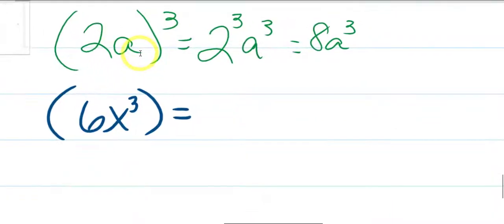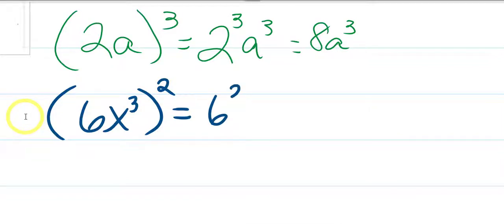And lastly here, I have 6 times x to the third. Wait a minute, I didn't write this properly. I also have an exponent here on the outside. Sorry about that. So this is 6 times x to the third, and all of this is being raised to the power of 2. So it's really important to notice here that you have an exponent inside the parentheses. So here we can start combining this with the power rule that we just learned. I'm going to first distribute this 2 to everything that's inside the parentheses.